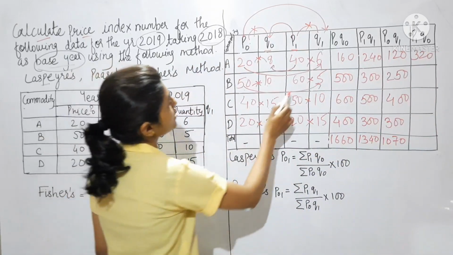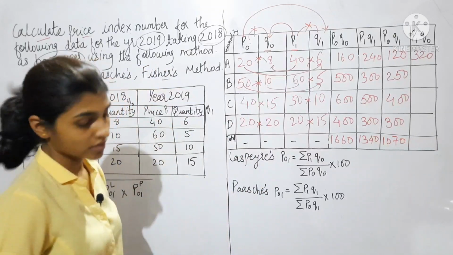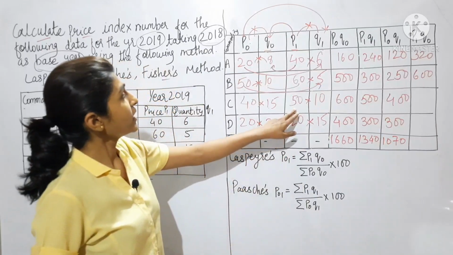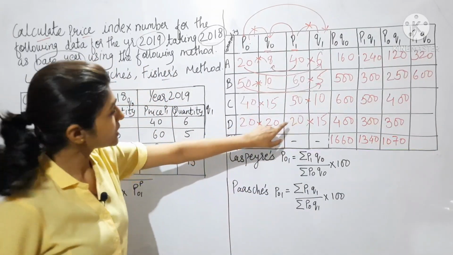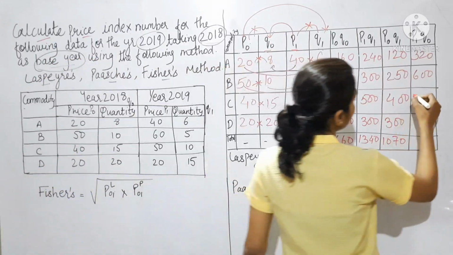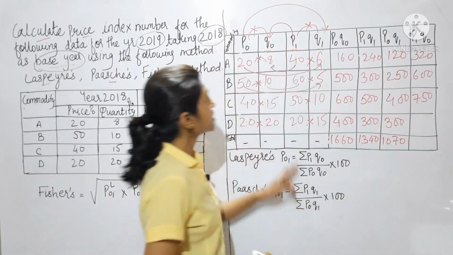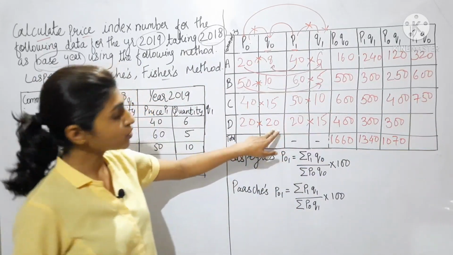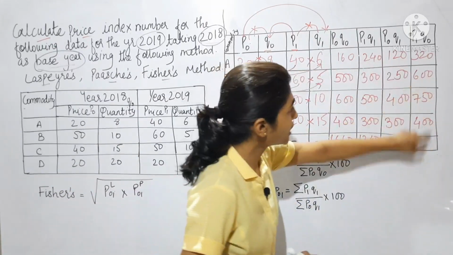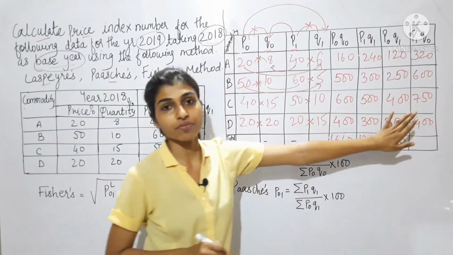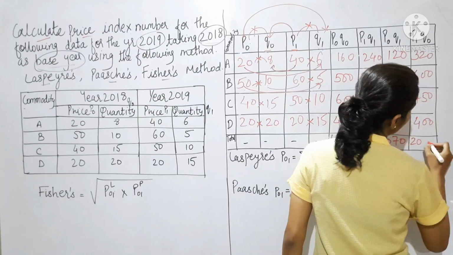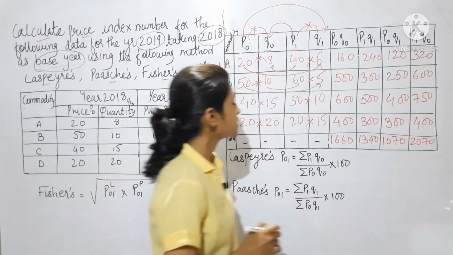Next is what? 60 into 10, so the answer is 600. P1 Q0, 50 into 15, you get 750. Okay, then next is what? 20 into 20, 400. Now make the total: 320 plus 600 plus 750 plus 400. So you get the answer 2070. Okay, this means what?